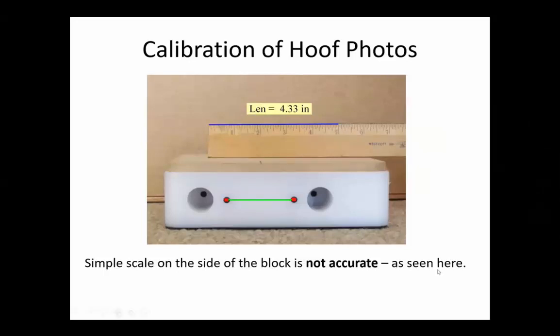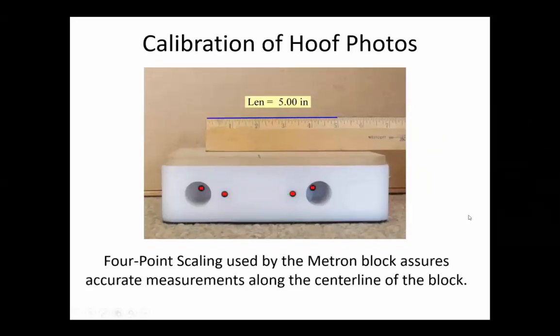So there's error introduced because my scale marker is not in the same plane of interest as what I'm trying to measure. Our block has this 4-point scaling system, which I'm not going to go into how it works, but basically, if you pick these 4 points in the block, we can translate the plane of interest to the center line of the block. And if you measure something that's 5 inches, you'll get the measurement 5 inches in the software.